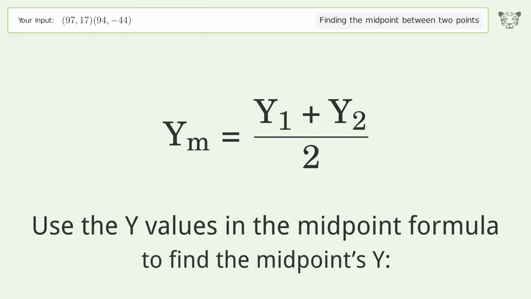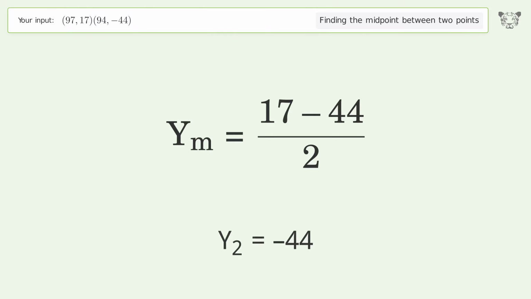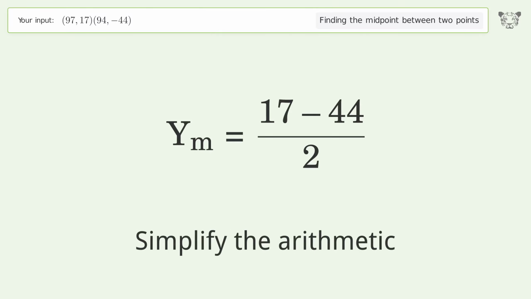Use the y values in the midpoint formula to find the midpoint's y. y1 equals 17. y2 equals negative 44. Simplify the arithmetic.